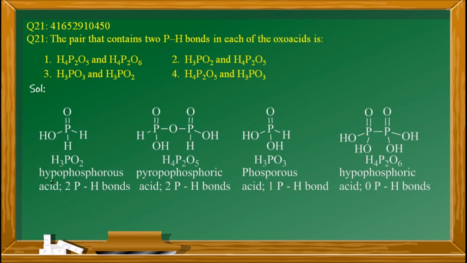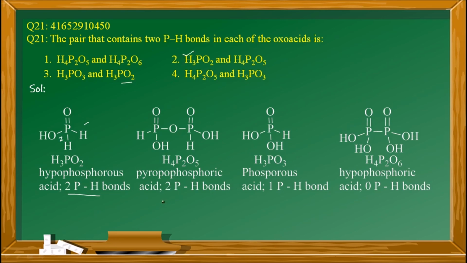H3PO2 is hypophosphorus acid. This is also known as hypophosphorus acid, and it has 2 P-H bonds. How many P-H bonds do we require? This is 1 and this is 2. There are 2 P-H bonds. So H3PO2 is going to be the correct option. H3PO2 is here. Yes, here also H3PO2.